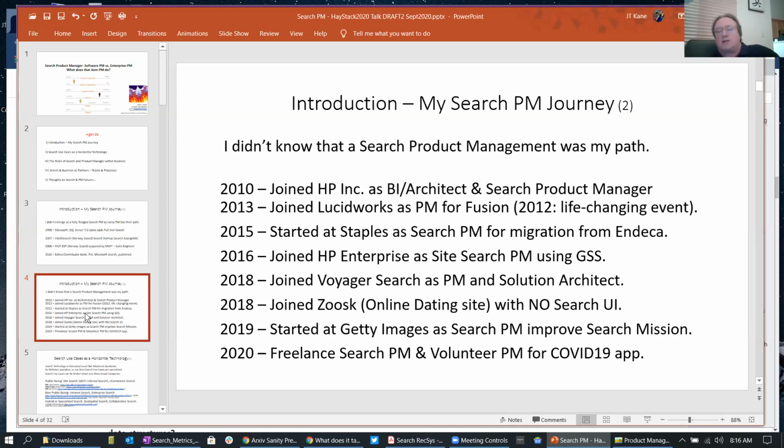implementing FAST on hp.com. I uniquely contributed to the first type-ahead component there, as well as related searches. And I worked with HP Labs in China for that.